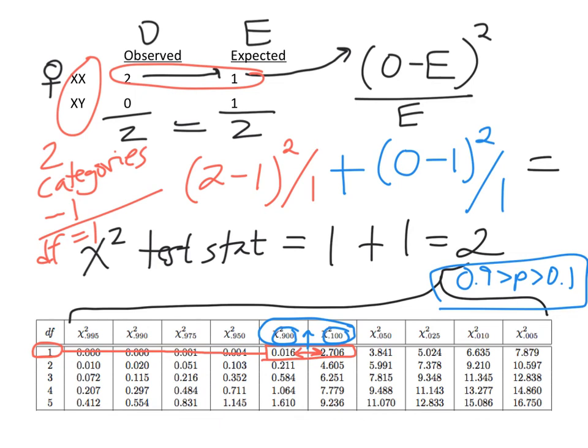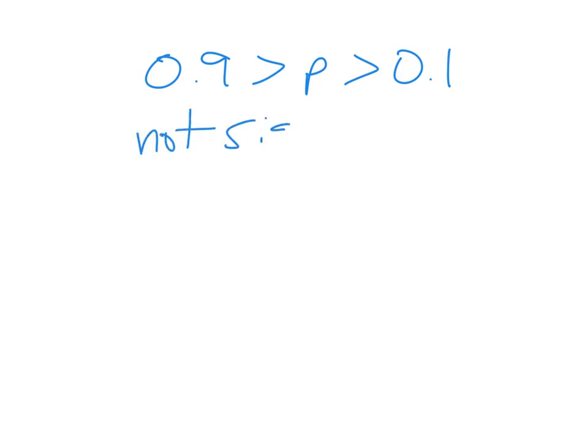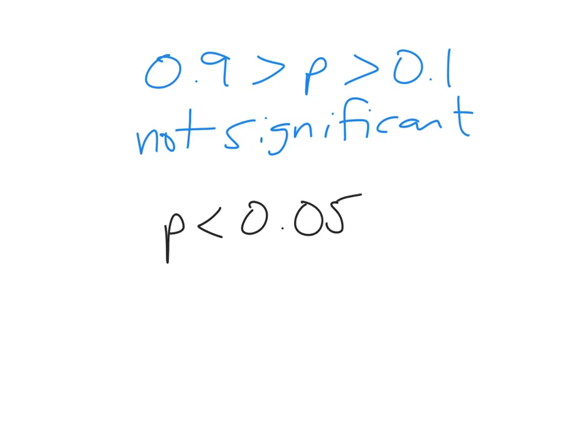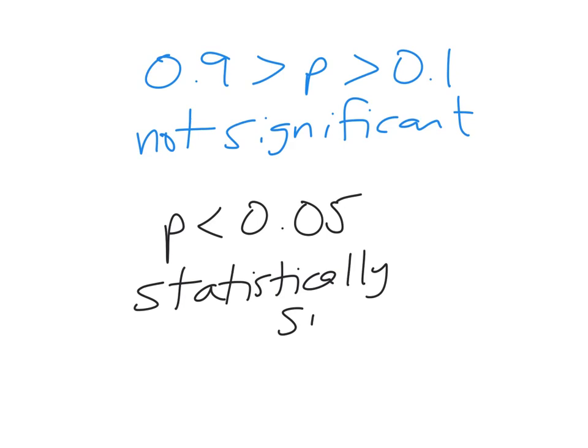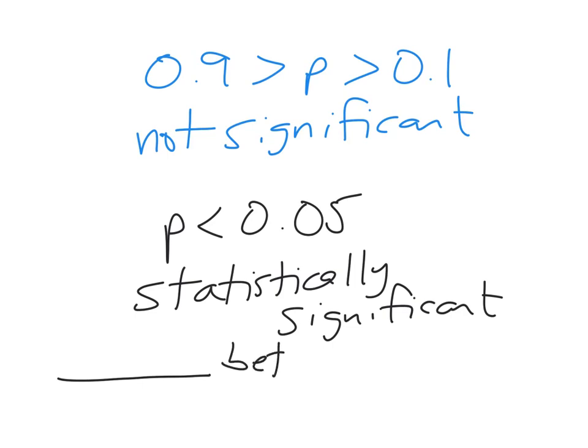So what does a p-value mean if it's between 0.9 and 0.1? When a p-value is between 0.9 and 0.1, is it significant or is it not? I see 1 thumbs down. Scientists, and this is just something you have to remember, have decided that the p-value has to be smaller than 0.05 for there to be a statistically significant what? Between the observed and the expected values.